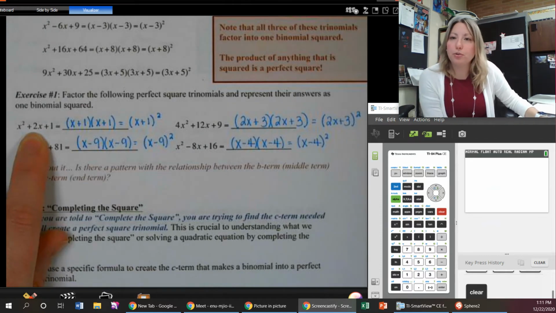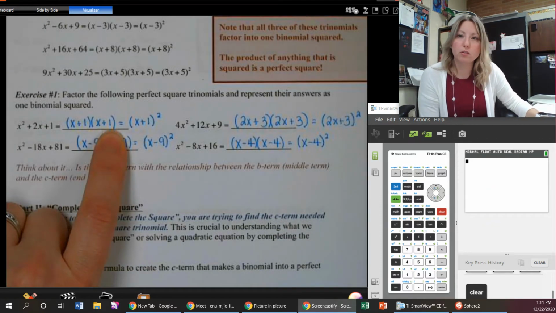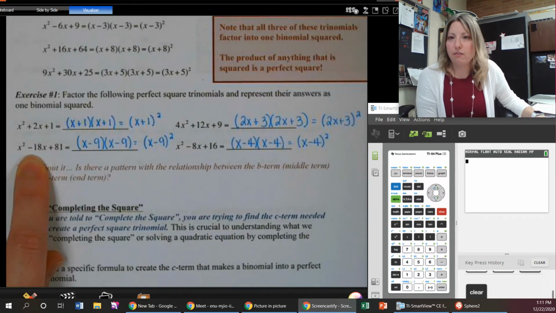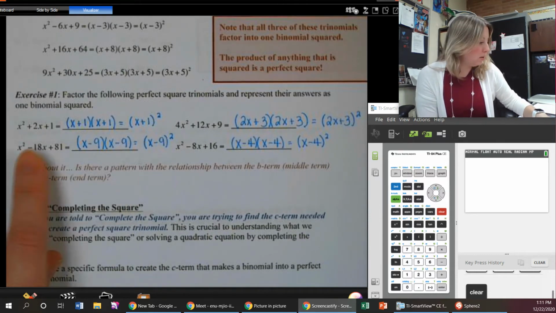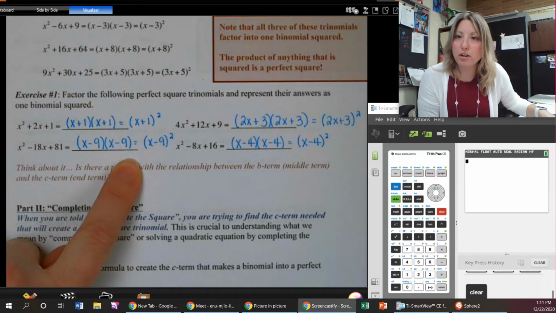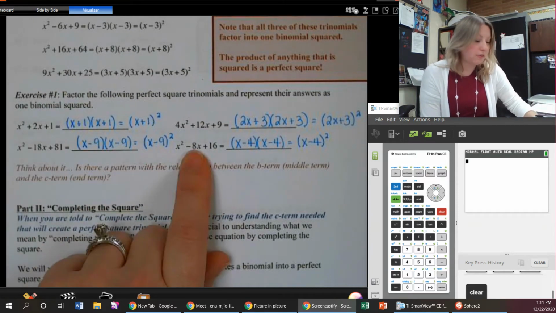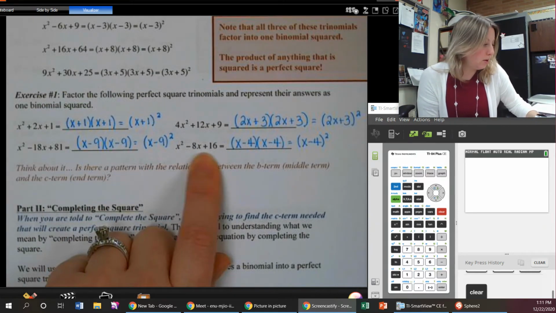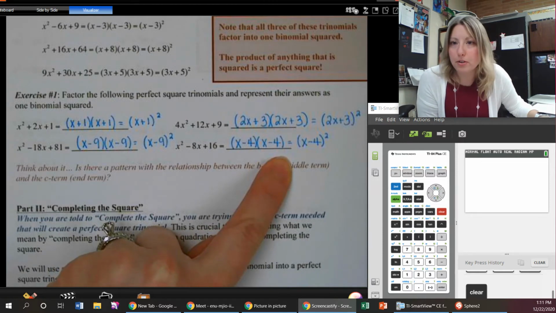What's 2 divided by 2? And look what was in the binomials. What's negative 18 divided by 2? Negative 9. And look what was in the binomials. What's negative 8 divided by 2? Negative 4. And look what was in the binomials.